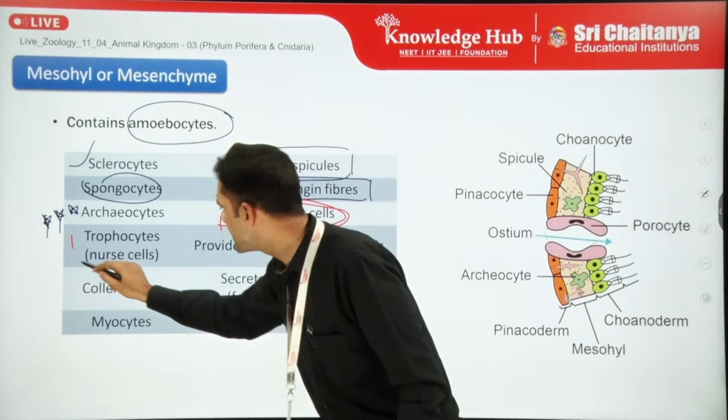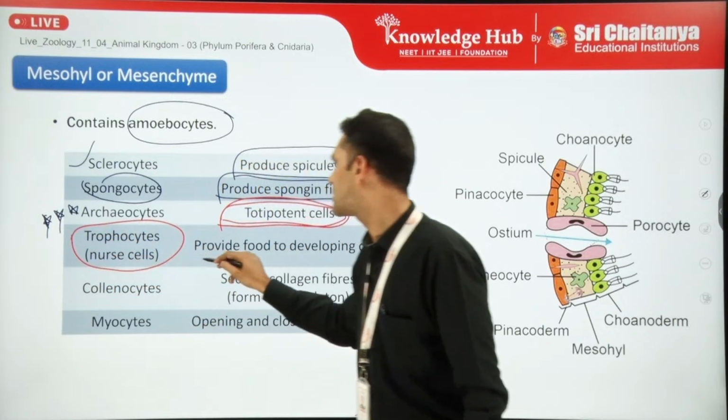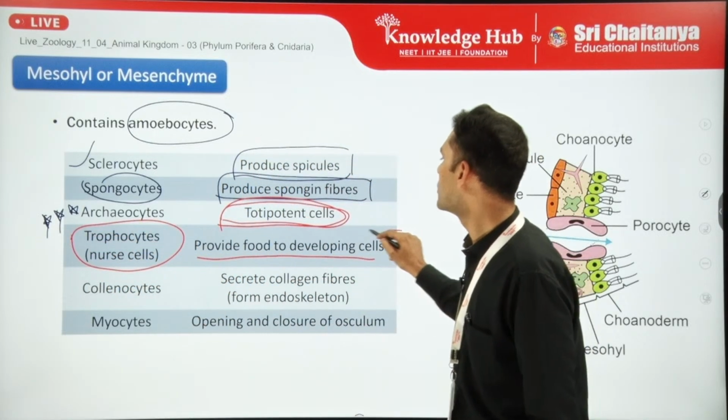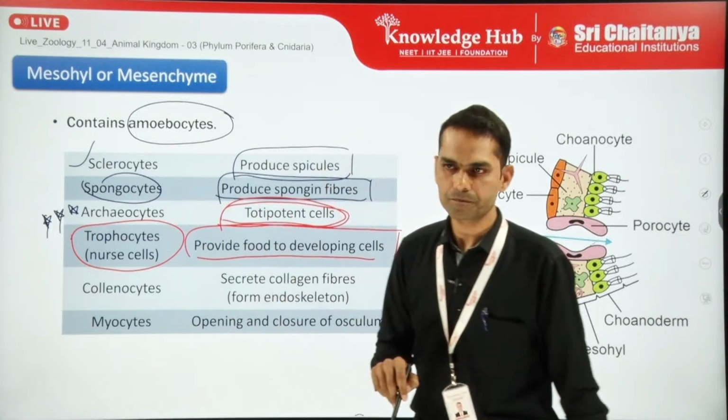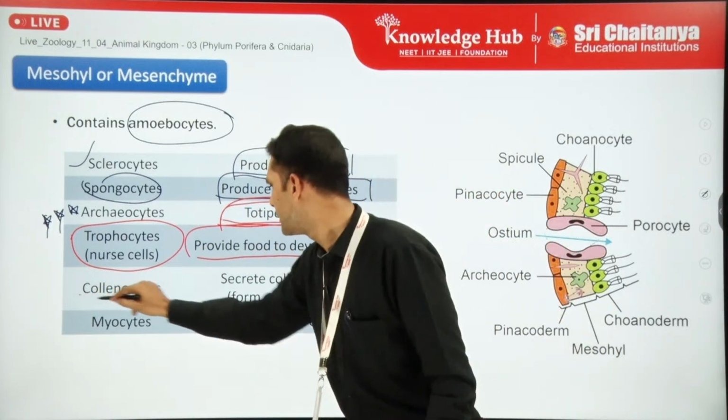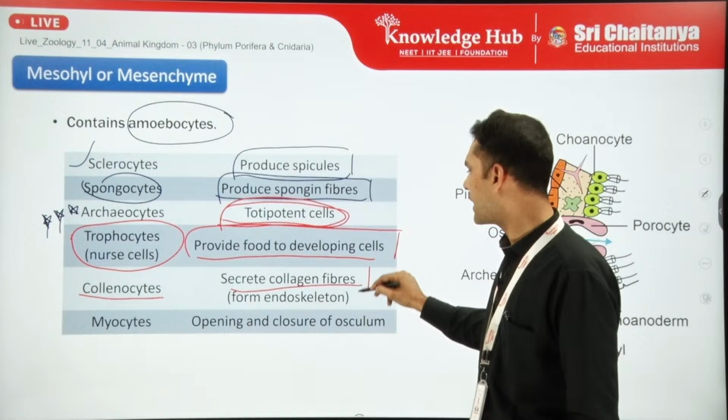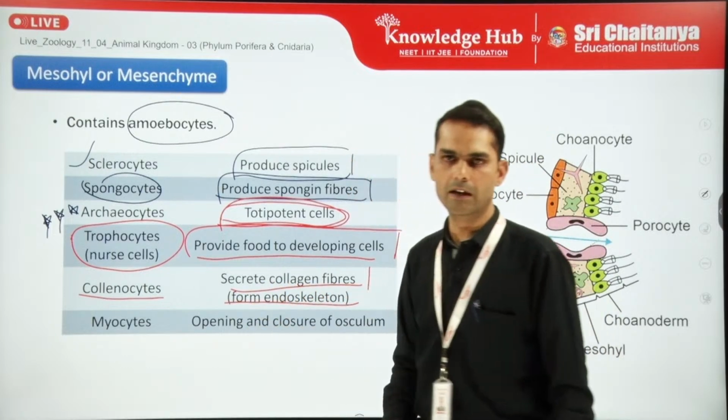The other type of cell is the trophocyte. These are the nurse cells which provide food to developing cells. Collencytes secrete collagen fibers and form the endoskeleton.